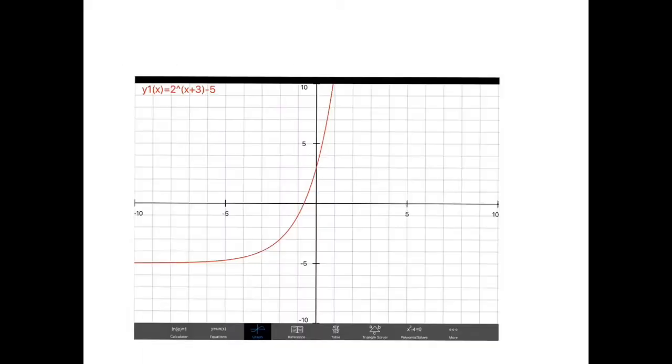Now, here's what your graph should have looked like. Now, this is obviously on an app that I used, but this is the standard 10 by 10 window. Your graph should look like that, okay? If you are not in the 10 by 10 window, you can always go back to it by hitting the zoom button, and then number 6 is Z standard, and that'll take it to the 10 by 10 window.